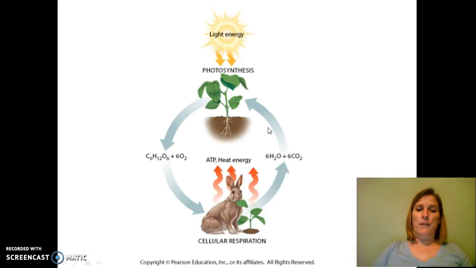So we're going to start with our heterotrophs. Heterotrophs are the animals. They can't create their own energy, they've got to eat it. So they're going to gain energy by eating food and breaking it down into the components that provide energy. So we're going to use cellular respiration to do this.